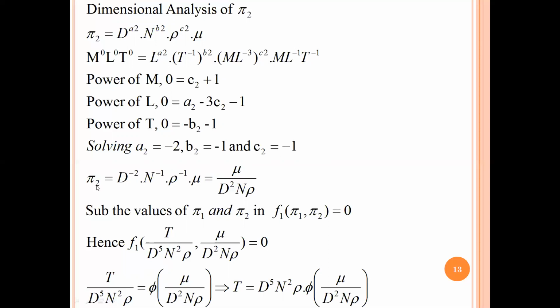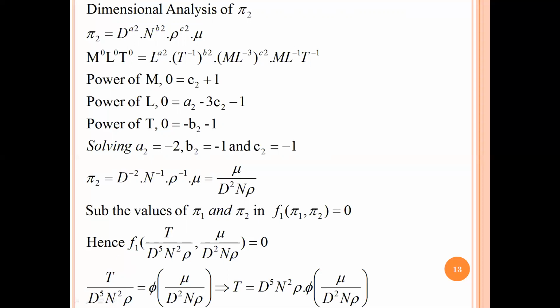Substituting that, I've got pi 2 is equal to D to the power minus 2, N to the power minus 1, rho to the power minus 1, into mu. So mu divided by D square N rho. So I've got the values of pi 1 and pi 2. Substituting in f1 of pi 1 comma pi 2 is equal to 0, I get f of T divided by D to the power 5 N square rho comma mu divided by D square N rho is equal to 0.